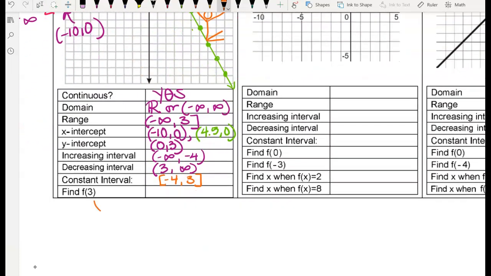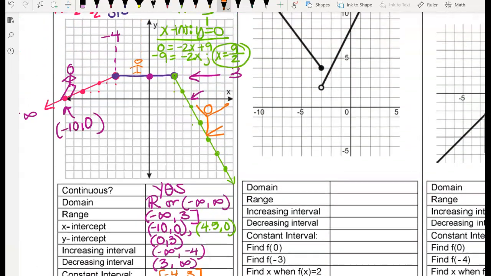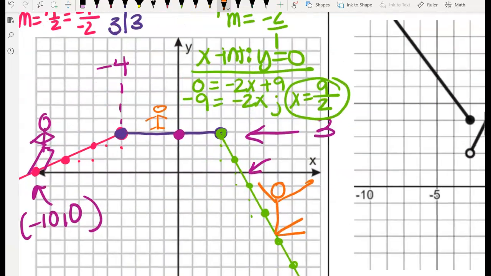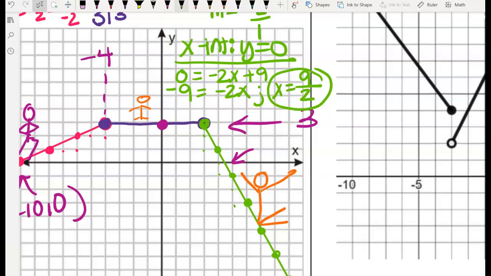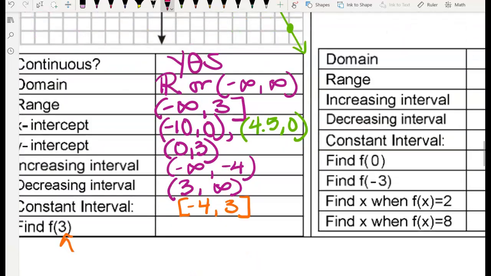Okay, next, it's asking us this piece. Find f of 3. Students, this means find y when x equals 3. We can find this 2 ways, and let me show you which one's easier. Sometimes we look at the graph. When x is 3, we're going to go over here. This is x equals 3. Find y. Here's a y value. The final answer has to be 3. Y has to be 3 when x is 3. So that's what we're going to fill in.